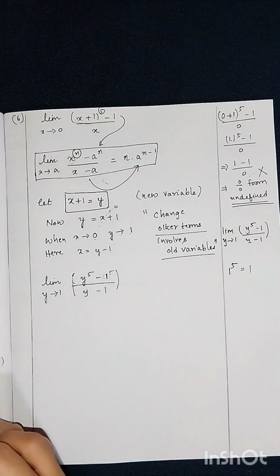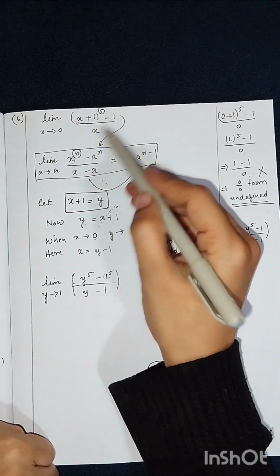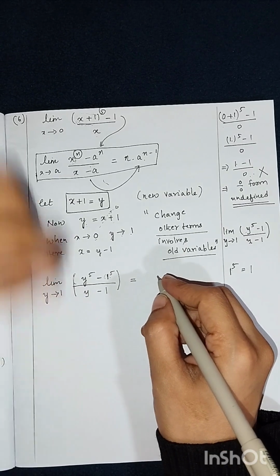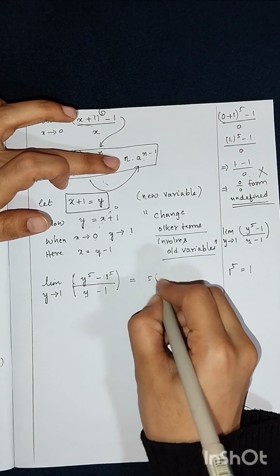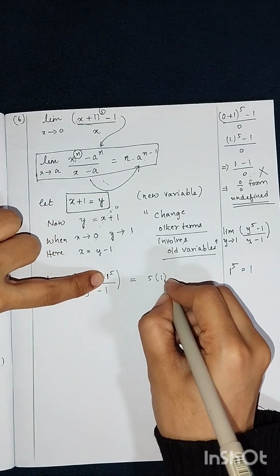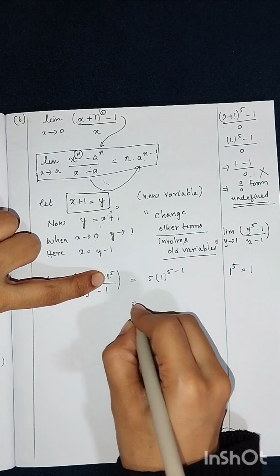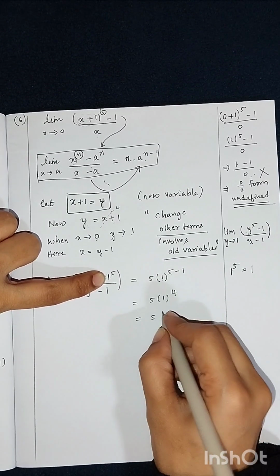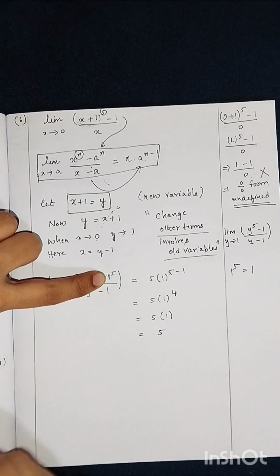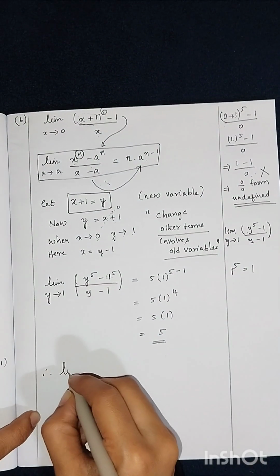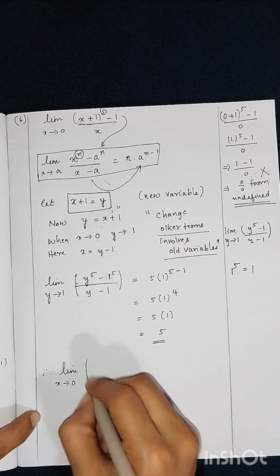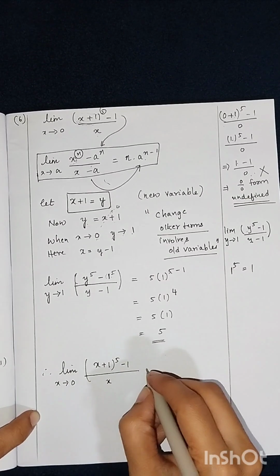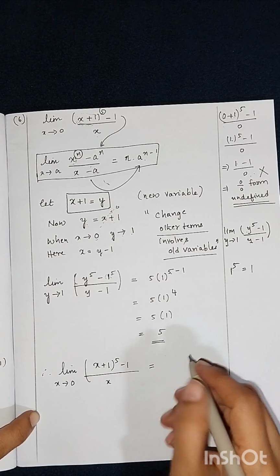Now can we directly apply this? We brought this entire thing into this format. Now we can directly apply this. This is equal to, in the place of n, we have 5, and in the place of a, we have 1. So 5 into 1 to the power of 5 minus 1, which is 4. And 1 to the power of 4 is 1, and 5 times 1 is 5. Right? So therefore, when limit x tends to 0 of x plus 1 to the power of 5 minus 1 divided by x, the value will approach 5.